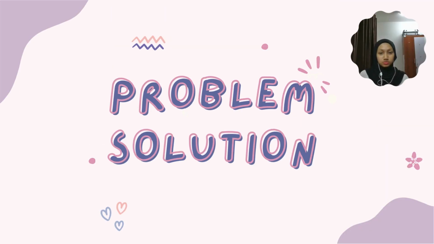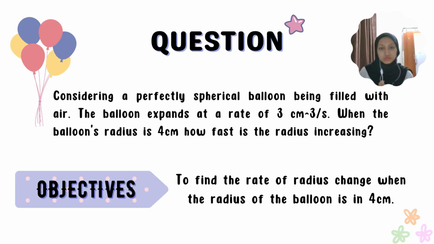Next is the problem solution. The question that we will solve is related to the application of differentiation, which is the rate of change. So the question is, considering a perfectly spherical balloon being filled with air, the balloon expands at a rate of 3 cm³ per second. When the balloon's radius is 4 centimeters, how fast is the radius increasing?